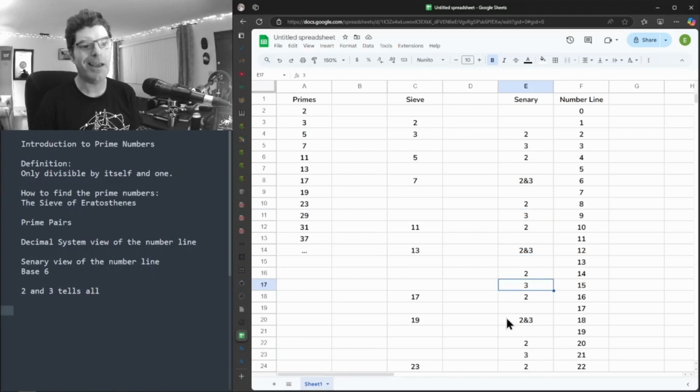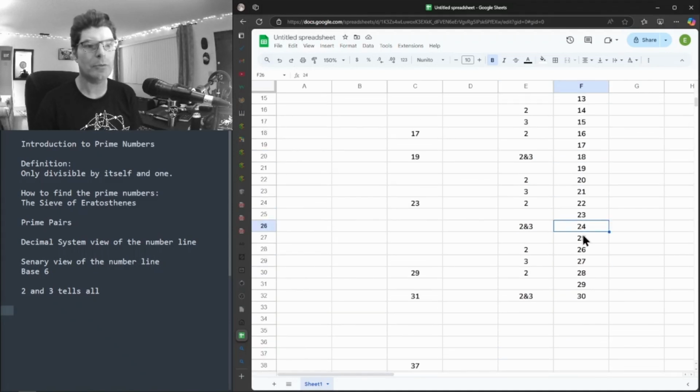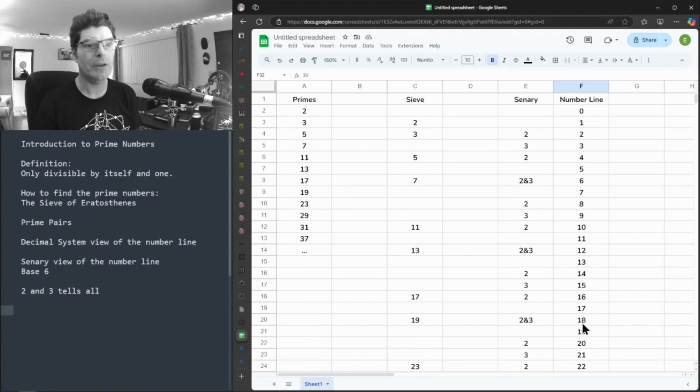And you'll notice that every other 3 meets up with 2 in a multiple of 6. So we got 6, 12, 18, we got 24, 30, and so on and so on. So you get this nice repeating pattern here. And in between every multiple of 6, you can see we have this blank, 2, 3, 2, blank.